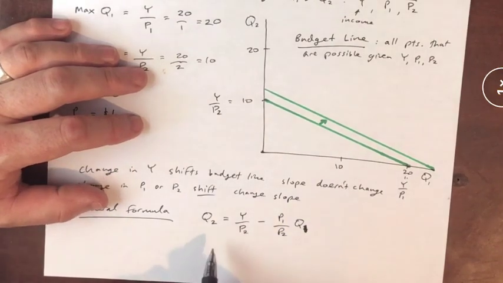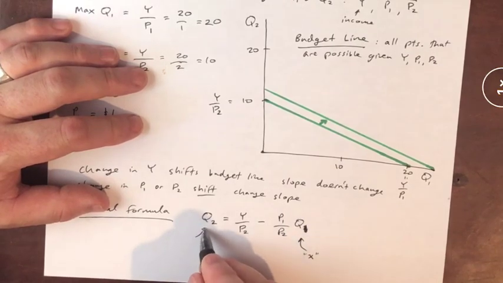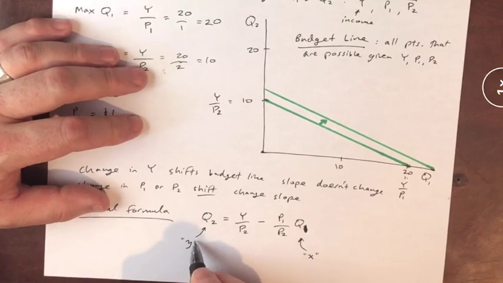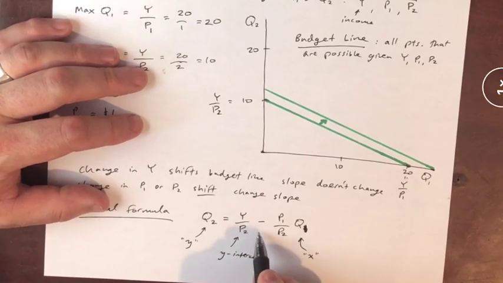Remember, in terms of this, Q1 represents our X variable. Q2 represents our Y variable. Big Y over P2 represents our intercept term. And negative P1 over P2 represents our slope.